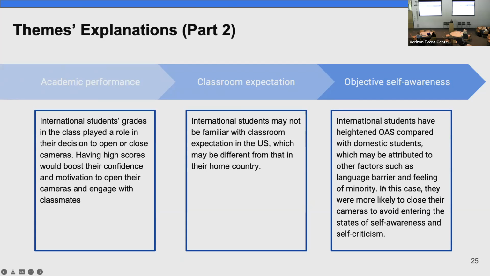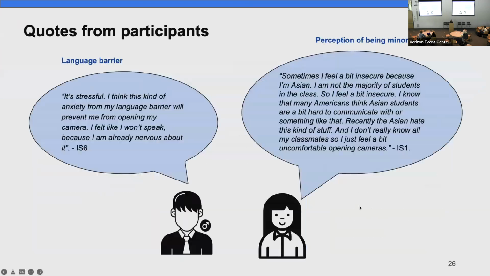And objective self-awareness. We noticed that compared with domestic students, international students tend to have heightened objective self-awareness. This heightened objective self-awareness might be attributed to their obstacles in a foreign country. For example, as I just mentioned, some of them had language barriers and they feel they are a minority, something like this. And there are two quotes from our participants. This participant mentioned that he felt very stressful because he had a language barrier, and I feel like I won't speak because I'm already nervous about it.